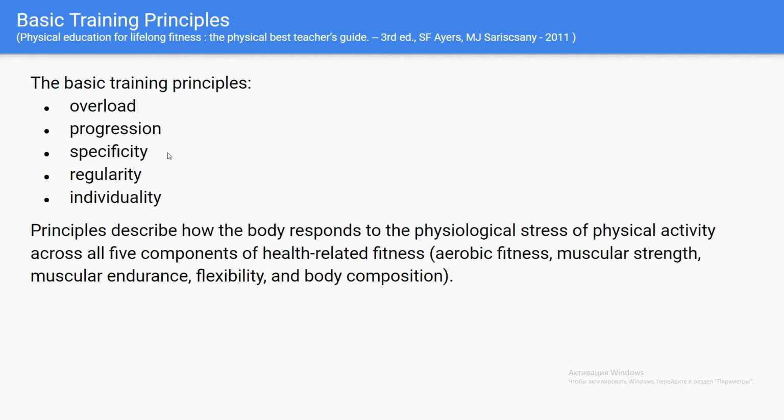The third one is specificity. It should be a more precise influence of overload on a particular system, on a particular muscle group. So we do not have a training in general, but we should know what muscles are engaged in a particular exercise, what organism systems are working right now to provide us with energy, for example, to make this kind of physical activity possible. So specificity also requires some knowledge, some experience in planning.